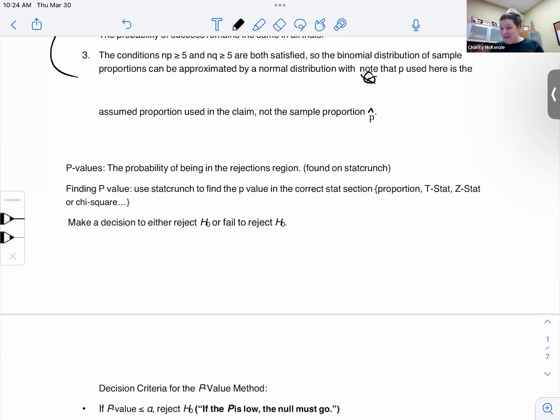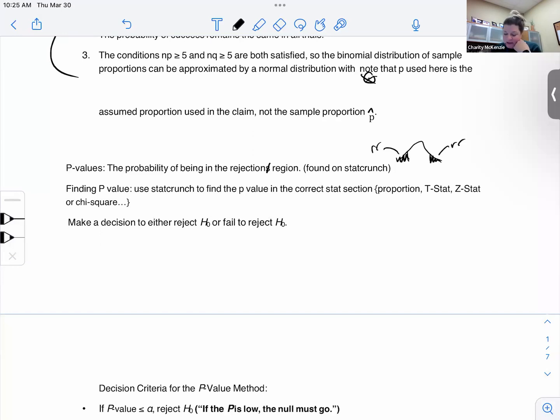Now we have something called the p-value. It is where the calculator calculates the probability of being in the rejection region, and it makes it way easier. If you think about a traditional two-tailed test, it's the probability of being in this rejection region. If we're in that section, we reject the null, so we'll go with the alternative hypothesis.